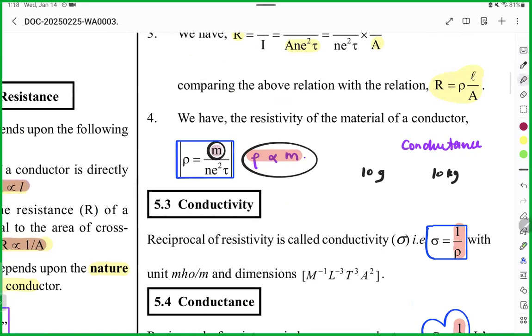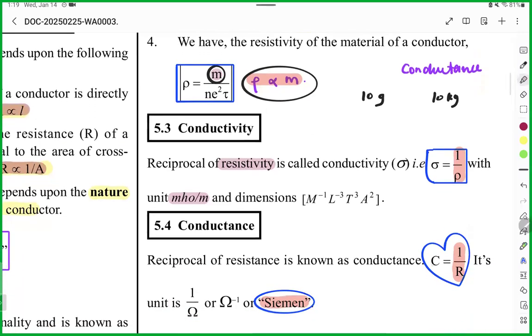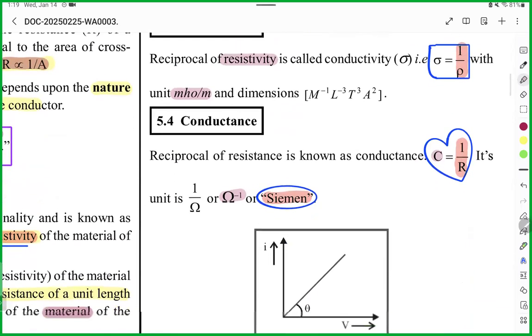Conductivity is opposite of resistivity. Like how conductivity is opposite of resistivity, similarly we have conductance, which is the reciprocal of resistance. So conductance C is equal to 1 by R and the unit is Siemens or mho. Ohm opposite mho.